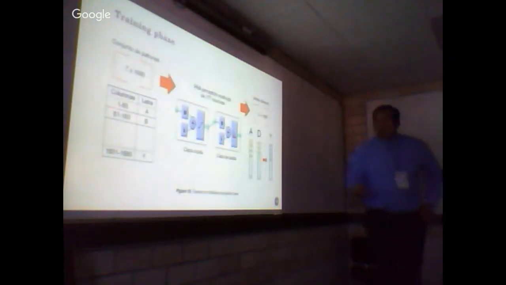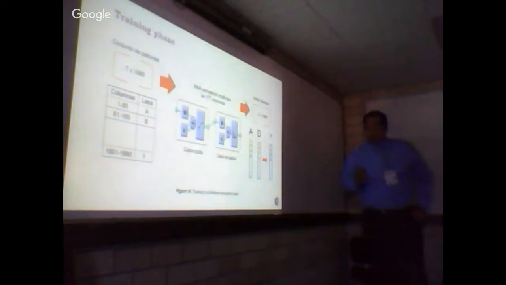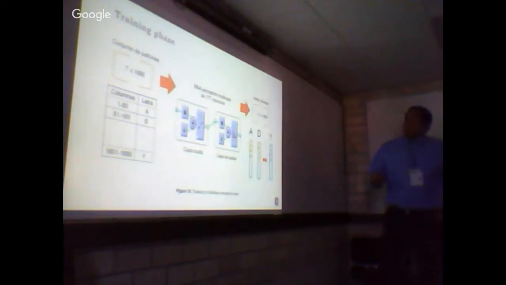The training phase. In this training phase, we use the columns 1 to 80 and 81 to 160 for every letter. Later, we introduce the hidden layer size. The hidden layer feeds the output layer, and there is one vector column for each letter.